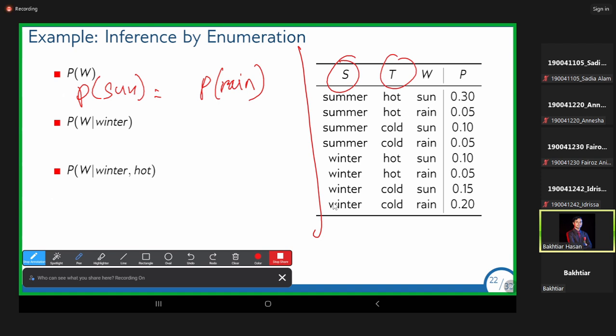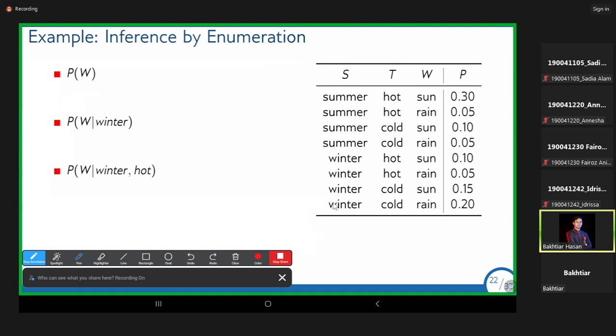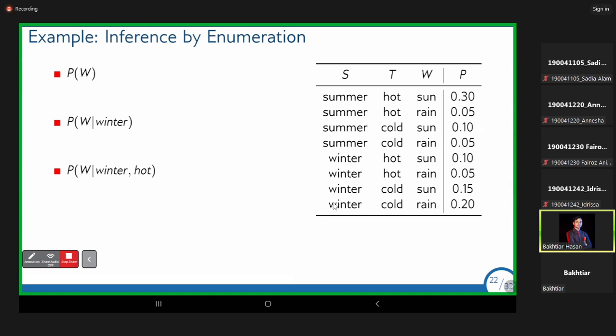All right, so for the sun, we are going to find out which rows are going to collapse together. So the rows that have the entry sun: sun, sun, sun, sun. If we sum them up, it should sum up to 0.65. And for rain, the remaining values, which should be 0.35. So that is the probability of sun and rain given there is no evidence.